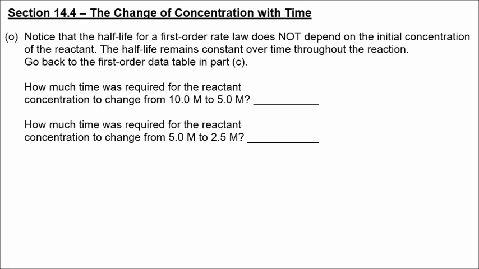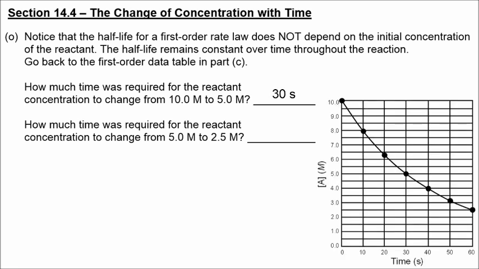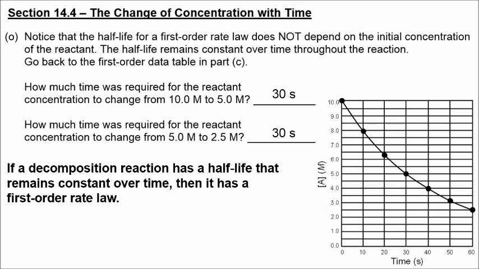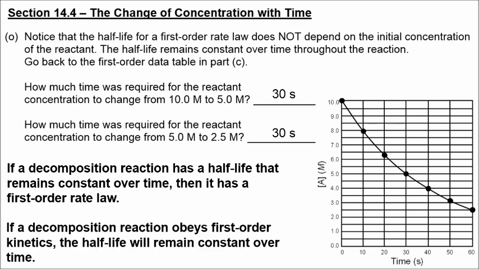To prove that, let's go back and look at the first-order data in Part C. It took 30 seconds to go from 10 molar to 5 molar. Well, how long did it take to go from 5 molar to 2.5 molar? Another 30 seconds. So the half-life for a first-order rate law is constant over time. If the decomposition reaction that you're looking at has a half-life that remains constant over time, then it has a first-order rate law. If you know that you have first-order kinetics, then the half-life will remain constant over time.